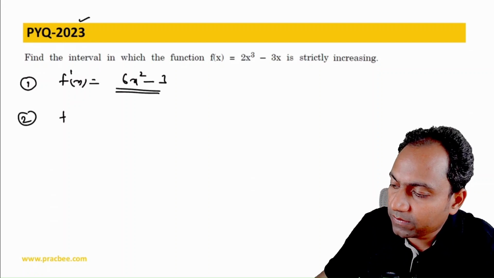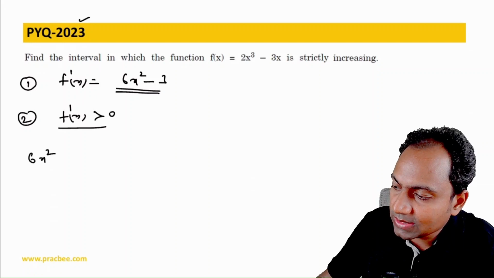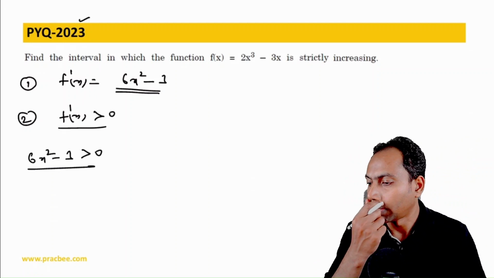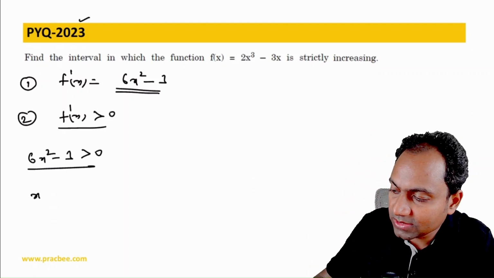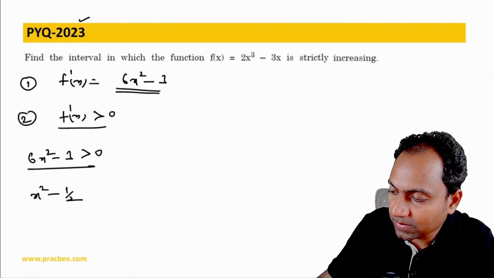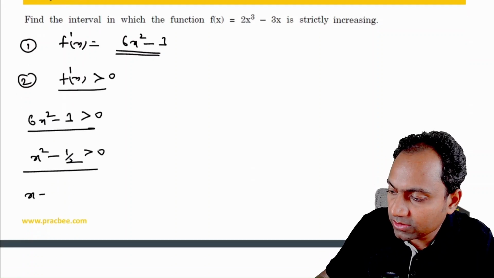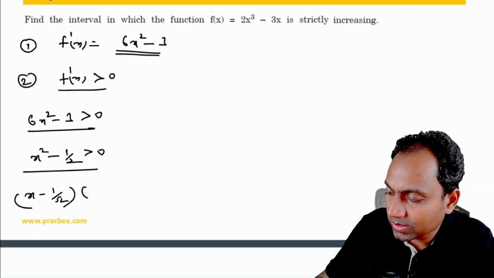Second part, since they are talking about strictly increasing, we'll put this greater than 0. So 6x square minus 3 is greater than 0. This is what we are getting. And now, if you factorize this, it comes out to be x square minus 1 by 2 is greater than 0. Now we can factorize this into x minus 1 by root 2, then x plus 1 by root 2.